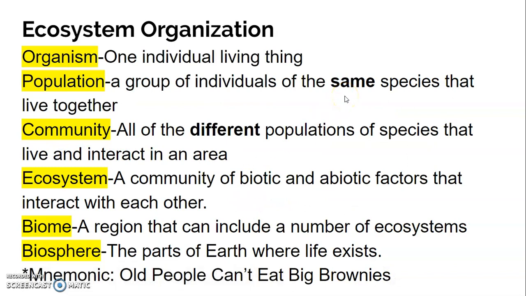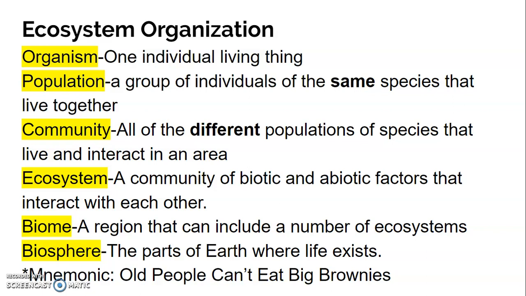Then we talked about how ecosystems are organized. Ecosystems are organized from smallest to largest. First we have an organism, which is one individual living thing. Then we have a population, which is a group of individuals of the same species that live together. So for example, trout fish or pit bull dogs or jackrabbits. That's a population. They have to be the same type of species.